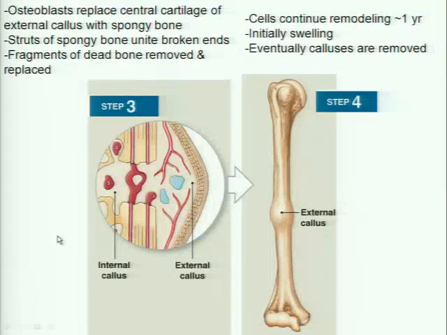So your osteoblasts are going to come in. They start replacing any kind of cartilage of your external callus with spongy bone. So you start with spongy bone. You're going to have all sorts of white blood cells in there. Your macrophages, and osteoclasts coming in, cleaning house and getting rid of all those little bone shards and fragments and dead cells. Okay? And it's going to continue to remodel that bone.